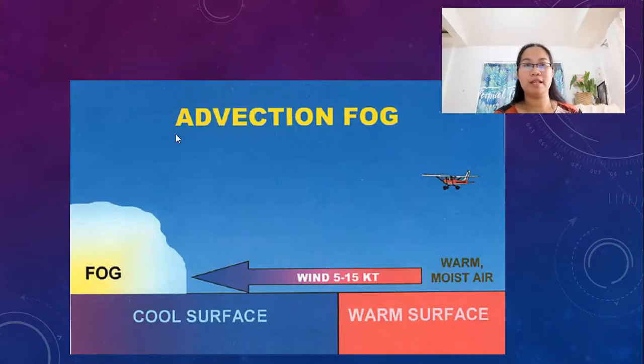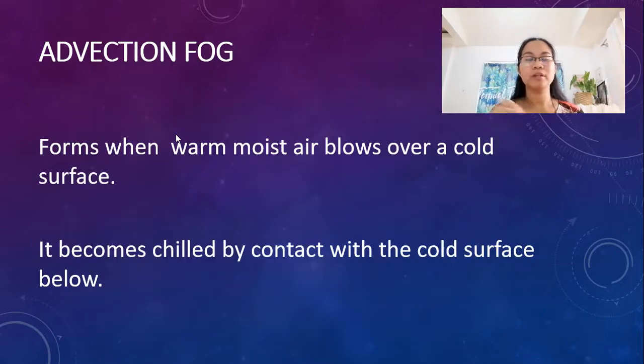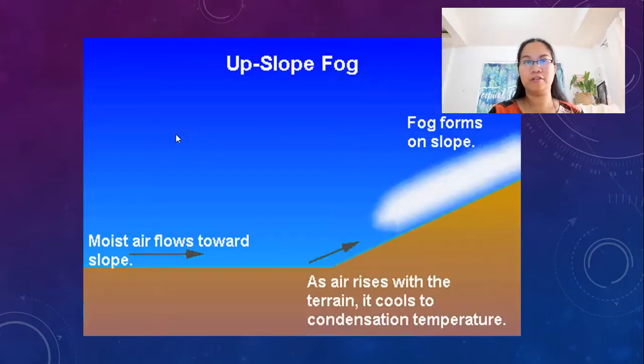Okay, next example is advection fog. Advection fog will happen if you have colder surface. So this time you have cold surface, but warm air above it passes through it. So there is a warm air, then there's a cold surface, then that warm air will be cooled. If there is enough cooling, then fog will form. It will reach its dew point and fog will form. So that is advection fog. So, yun nga, a layer of warm air becomes chilled by contact with a cold surface which could be found below the warm air. So, that is advection fog.